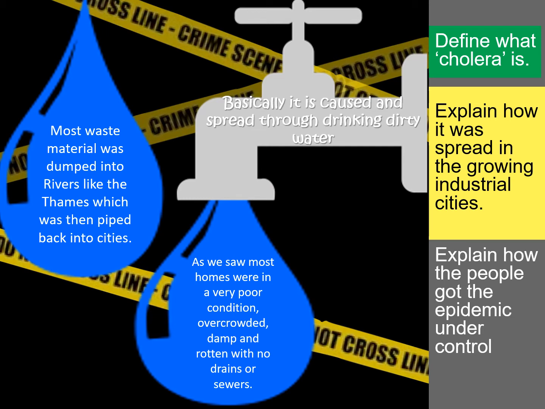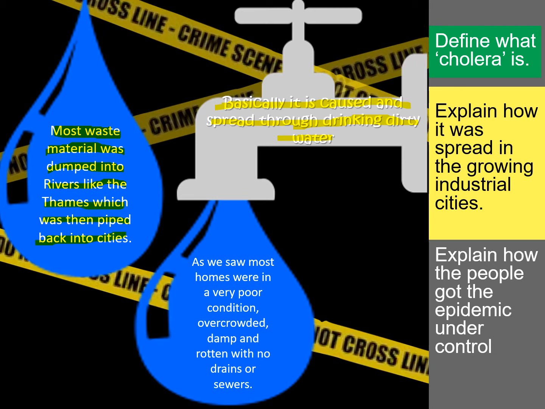So we're thinking about how you get it. Basically it's caused and spread through drinking dirty water, so water that is infected. At this point in time, in this growing industrial city, most waste materials that were produced by factories and by people in homes were dumped into rivers, like the Thames for example. And unfortunately that is where they got most of their water sources from.